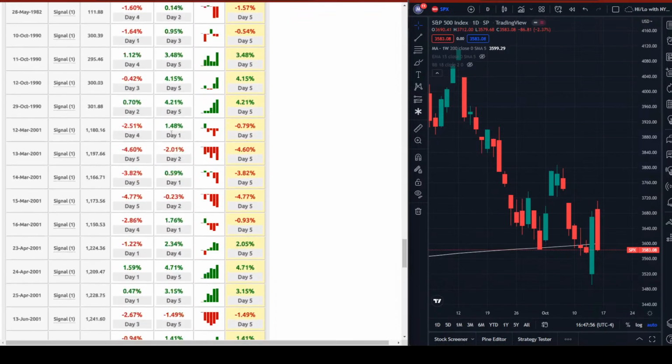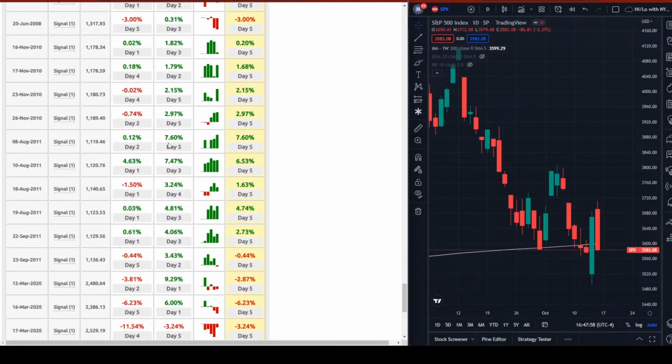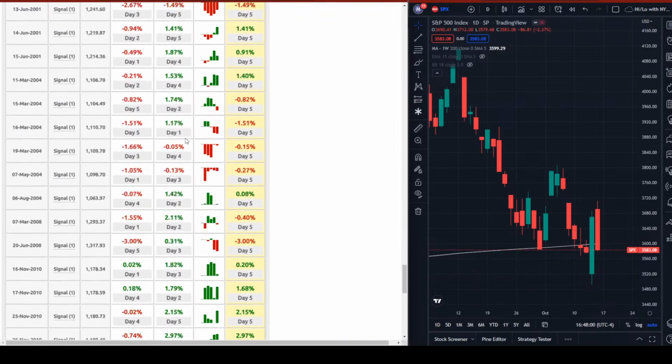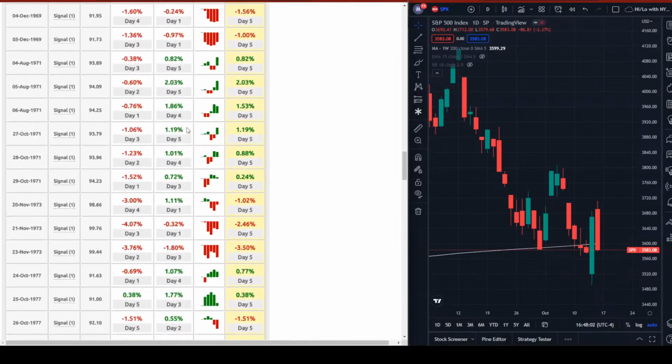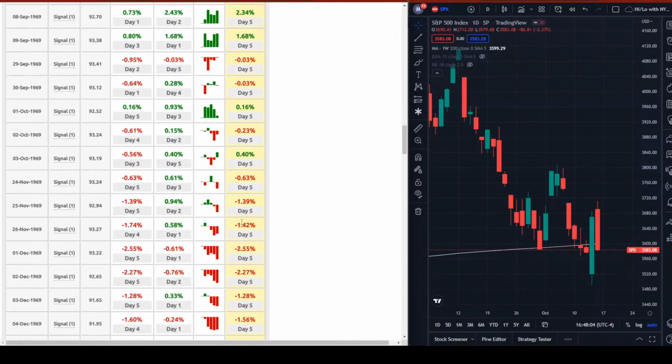And as we can see, as we get into more modern history, we see less of these big stretches of time where we have negative performance after crossing the 200 weekly SMA. 1969 is just one of those years where we crossed it so many times. So that is the weekly return.